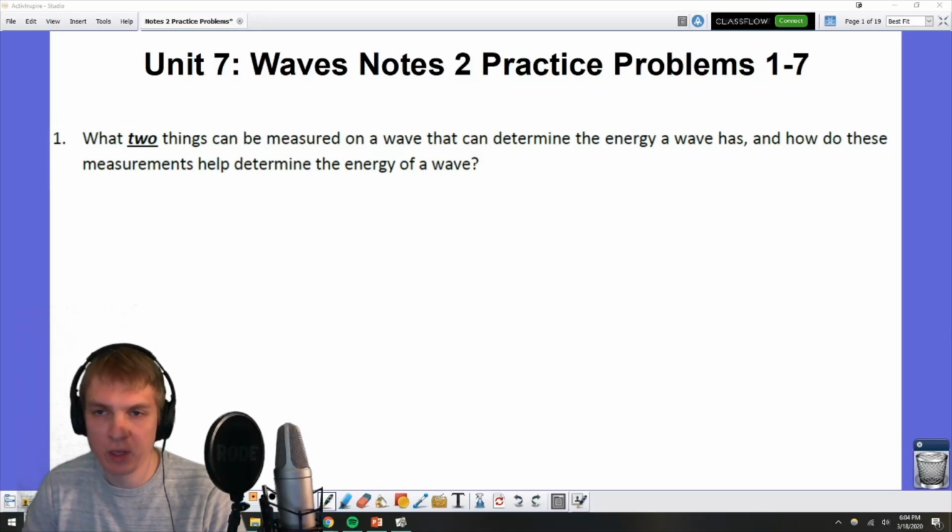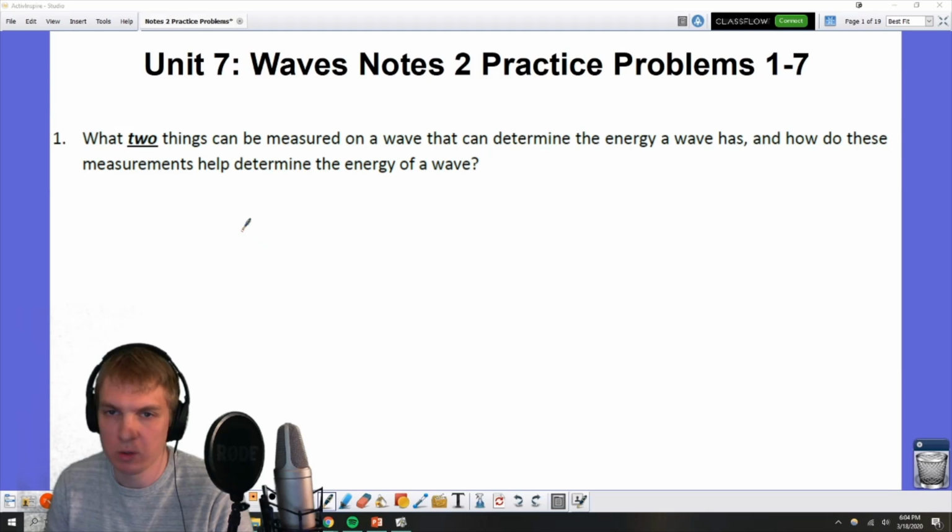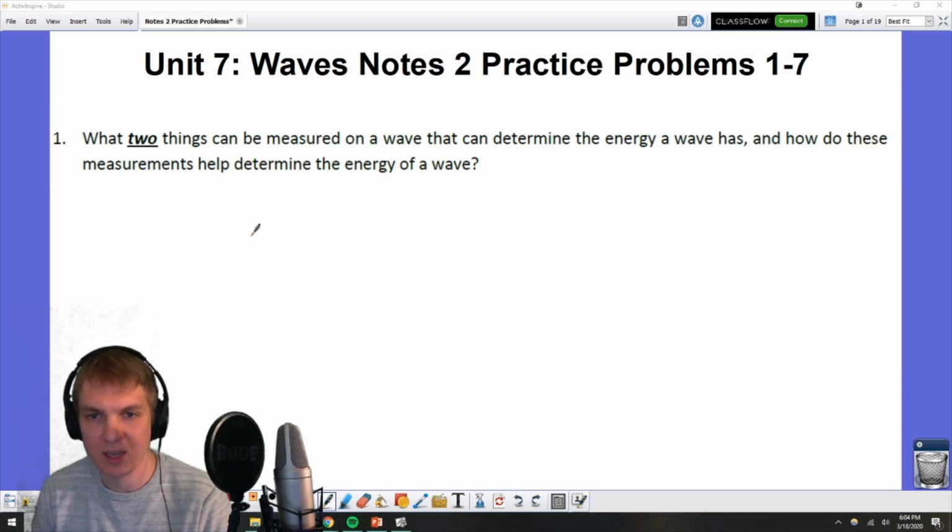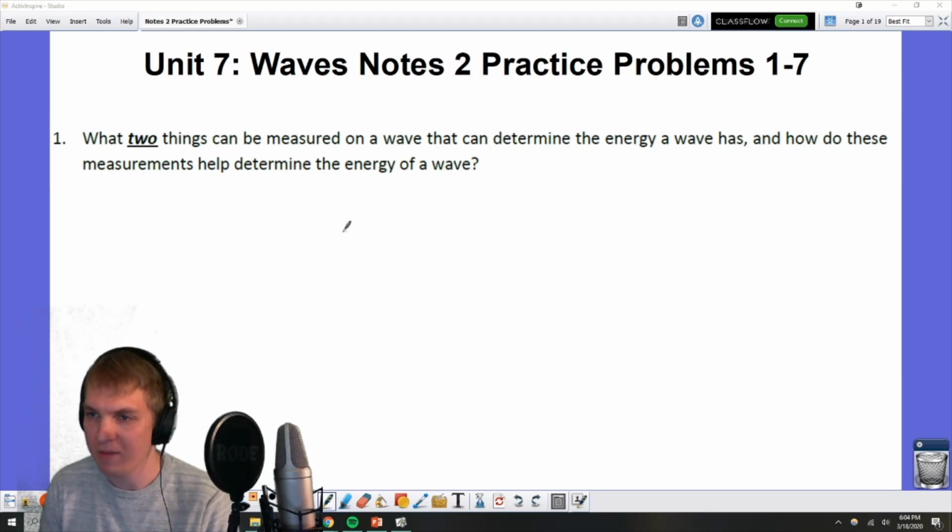All right, so hopefully you were able to answer the practice problems well. This is just going to be a review of the solutions for practice problems 1 through 7 for Unit 7 Waves, Notes 2. So starting with number 1, it says, what two things can be measured on a wave that can determine the energy a wave has, and how do these measurements help determine the energy of a wave?